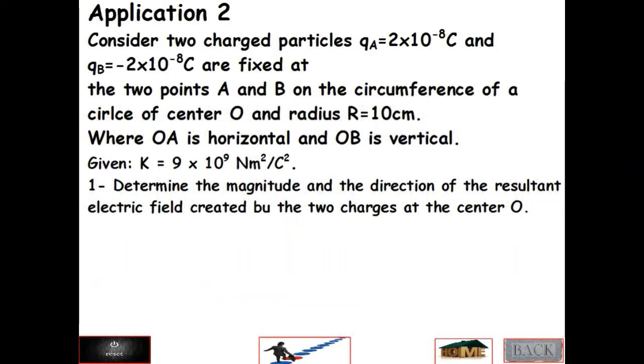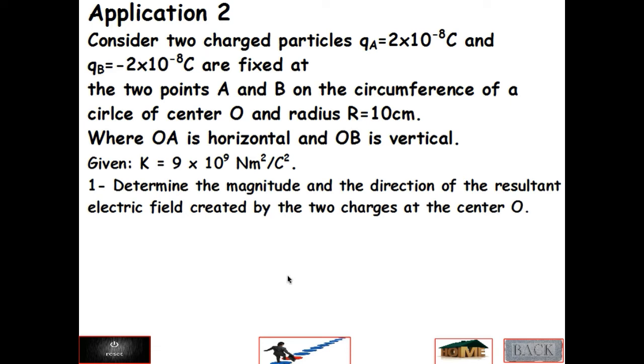Let us solve this application. Consider two charged particles, QA equal to 2 times 10 to the power minus 8 coulomb and QB equal to minus 2 times 10 to the power minus 8 coulomb, fixed at the two points A and B on the circumference of a circle of center O and radius 10 cm, where OA is horizontal and OB is vertical. Given k, Coulomb's constant, 9 times 10 to the power 9 newton meter square per coulomb square.